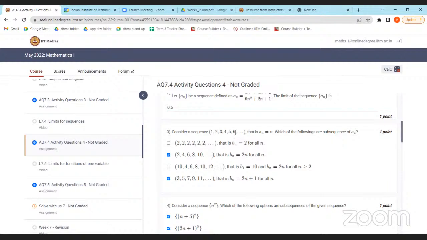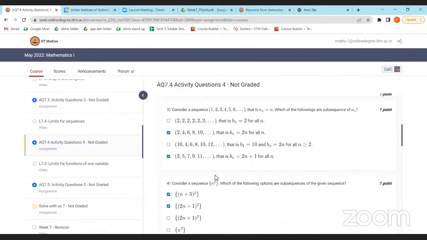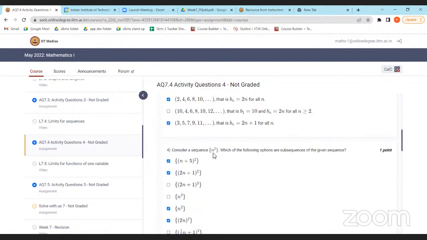10 is present after 6, 7, 8, 9, 10. But after that, it is 11, 12, 11, 13, 12, right? Like this. So from this, I can see 4, 6, 8, 10, 12. This is my subsequence. But here, 10 is not a part of my subsequence, right? It should be in the same order. So D is correct here. As you can see, n square is my sequence.